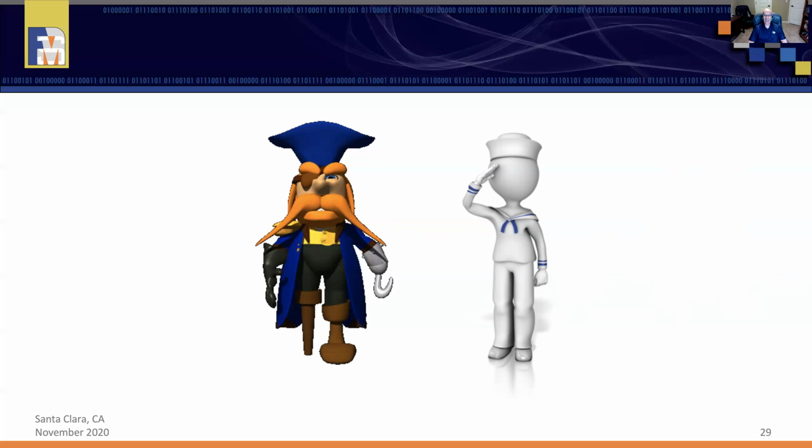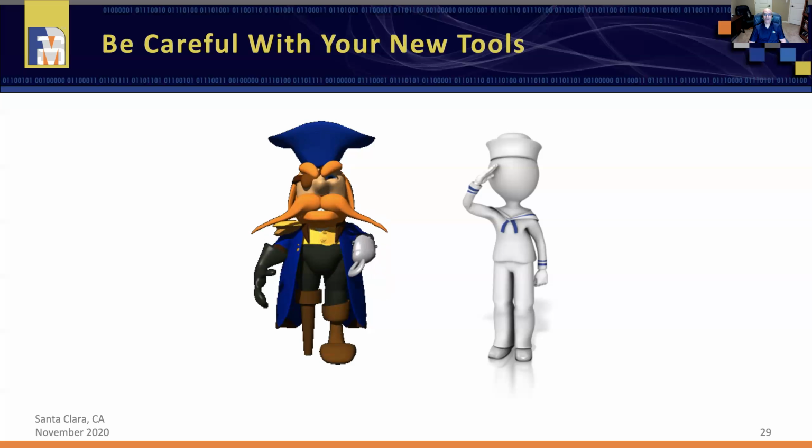"How'd you lose the eye?" He mumbles a little bit, doesn't say anything. "No, no, really, tell me, how did you lose your eye?" He says, "Well, a bird crapped in my eye." "A bird crapped in your eye? How did you lose your eye over that?" Well, he said, "It was the first day with the hook." Be careful with your new tools.